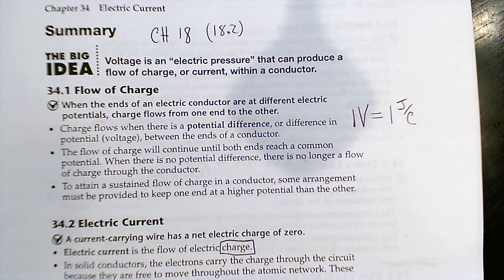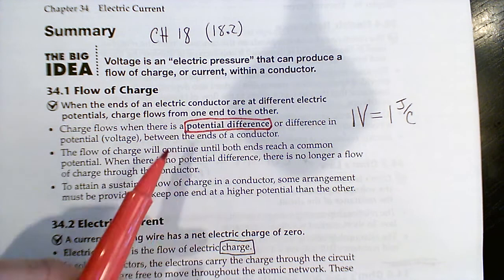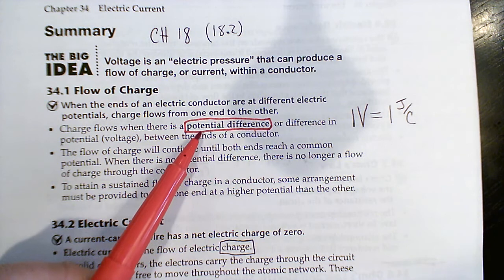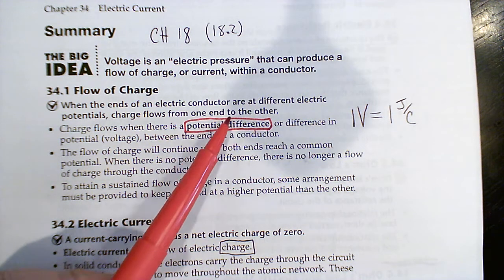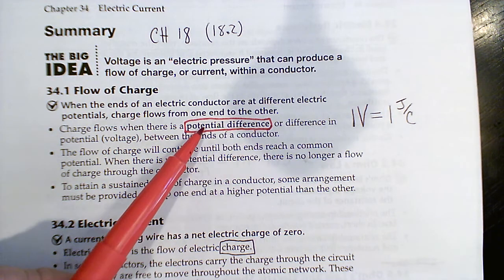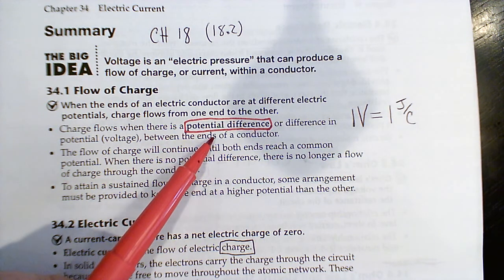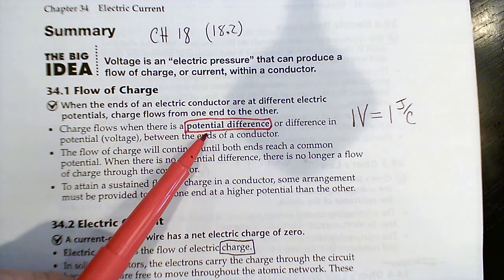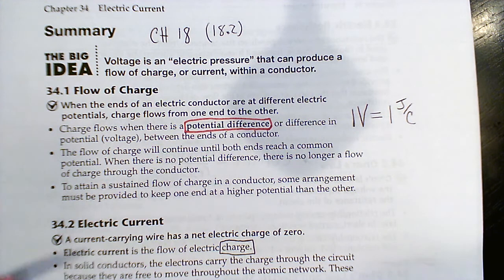And that difference in charge from one place to another is the potential difference. Again, this is potential in reference to potential energy. Not that there could potentially be a difference, but that there is a difference in the amount of potential energy within a current. So why would the charge flow? Because there's a difference in potential energy. It's going to flow towards the lower potential energy.